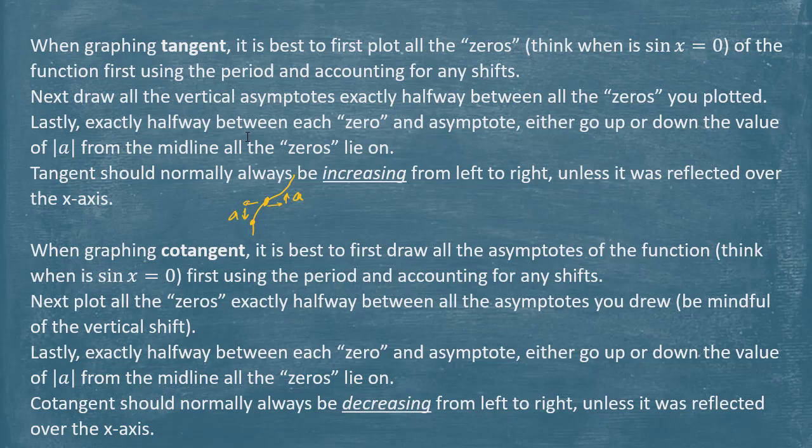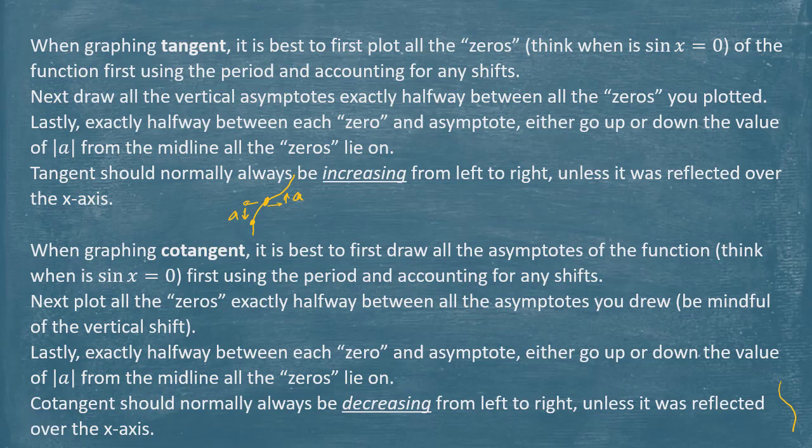Cotangent, on the other hand, should always be decreasing. So as mentioned before, it should come down the page. But instead of me plotting all of the zeros to start, I actually would figure out, since tangent is 0, that would become undefined if I found its reciprocal. So actually, I would draw all of the asymptotes first, and then take advantage of, again, halfway between asymptotes or zeros, and then halfway between zeros and asymptotes should be either up a or down whatever a is. Again, just making sure that it's making the correct shape, or at least going the correct direction for that shape, whether it's a tangent or a cotangent.